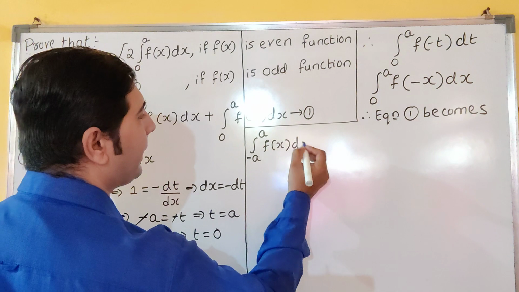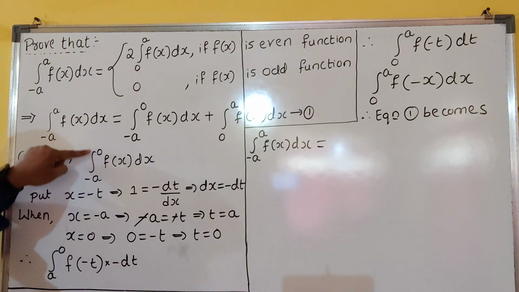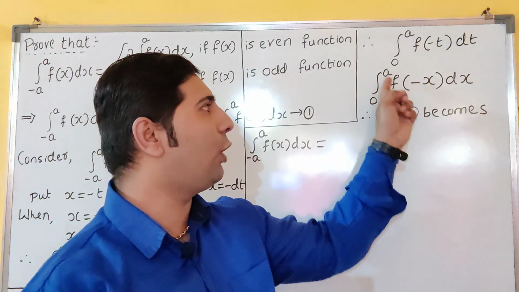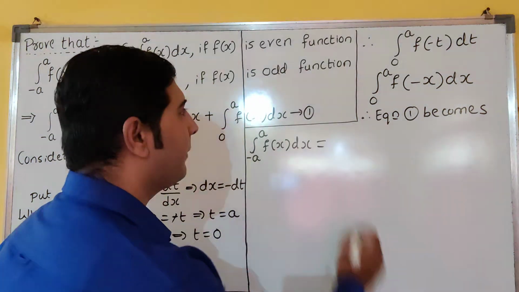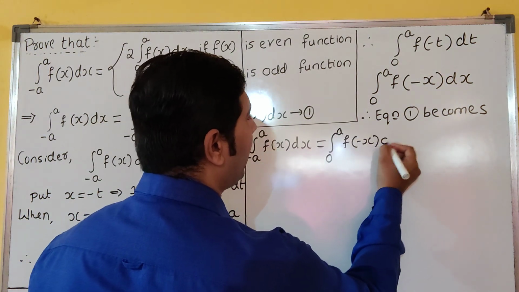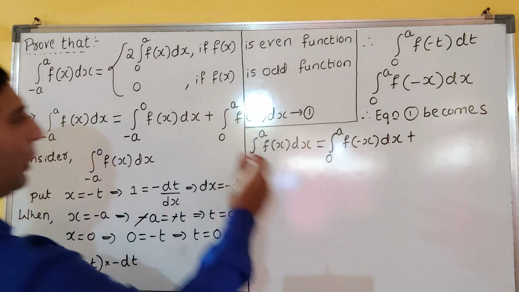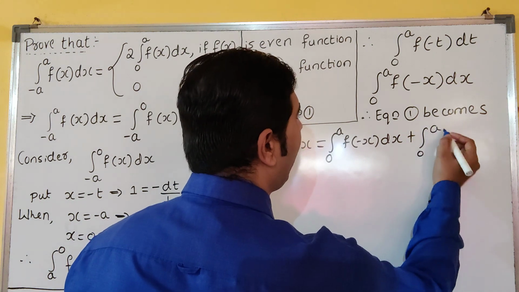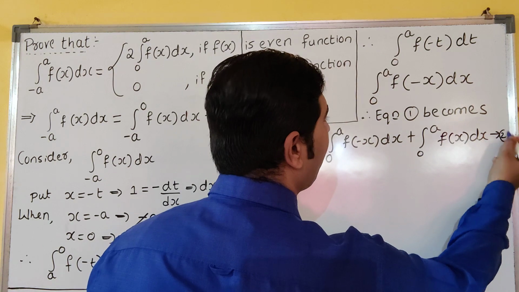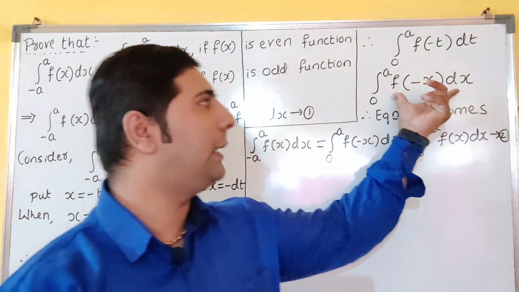f of x dx is equal to minus a to 0, minus a to 0 f of x dx. This value has become what? 0 to a f of minus x dx, plus next is what? Integration 0 to a f of x into dx. I will call this equation number 2. Understood? This value has changed to this, dear students.